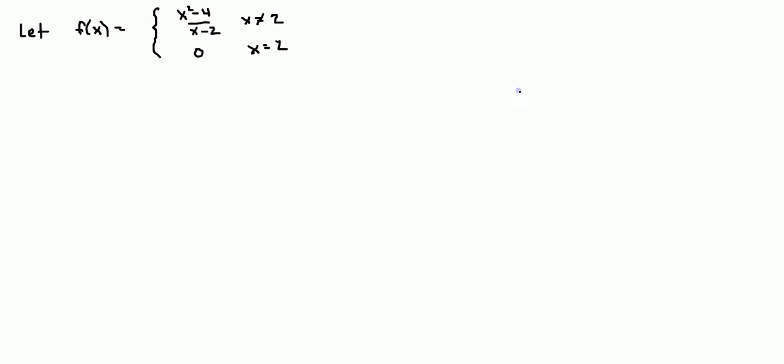In this video, we're going to solve a continuity problem. So we have f of x defined as x squared minus 4 over x minus 2 for x not equal to 2, and f of x equals 0 when x equals 2. Okay, and we're going to ask, say if the following statements are true or false.